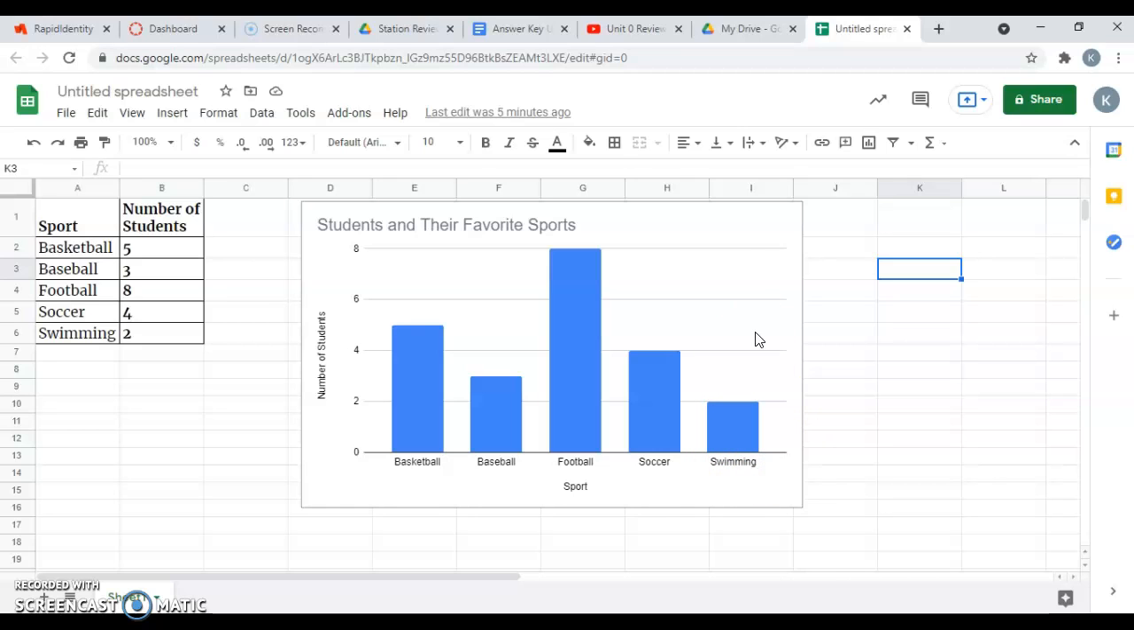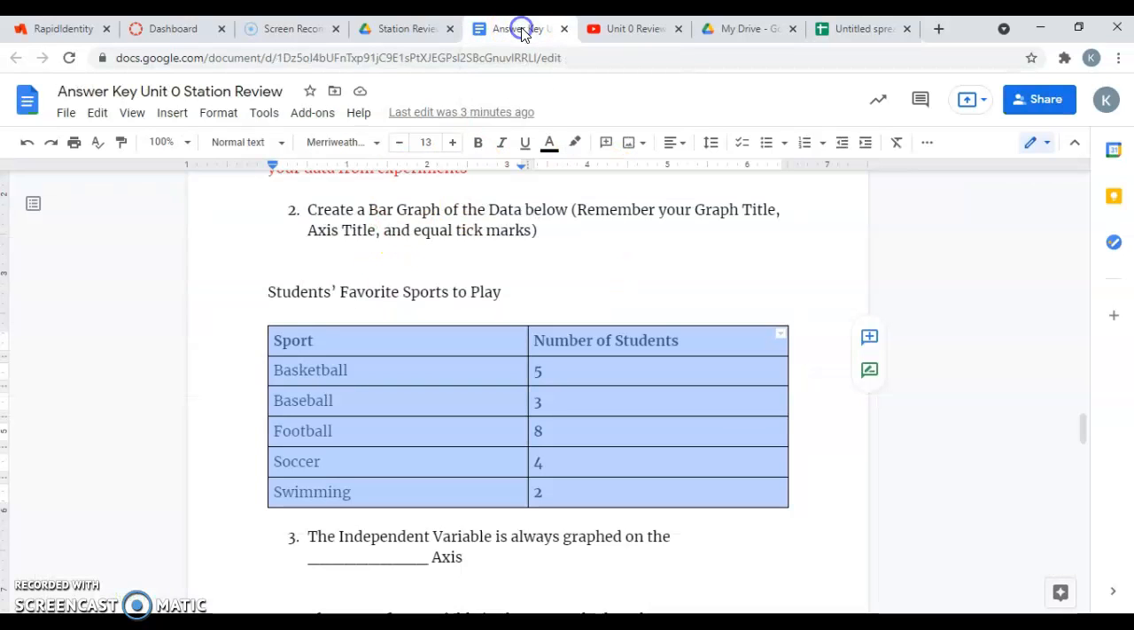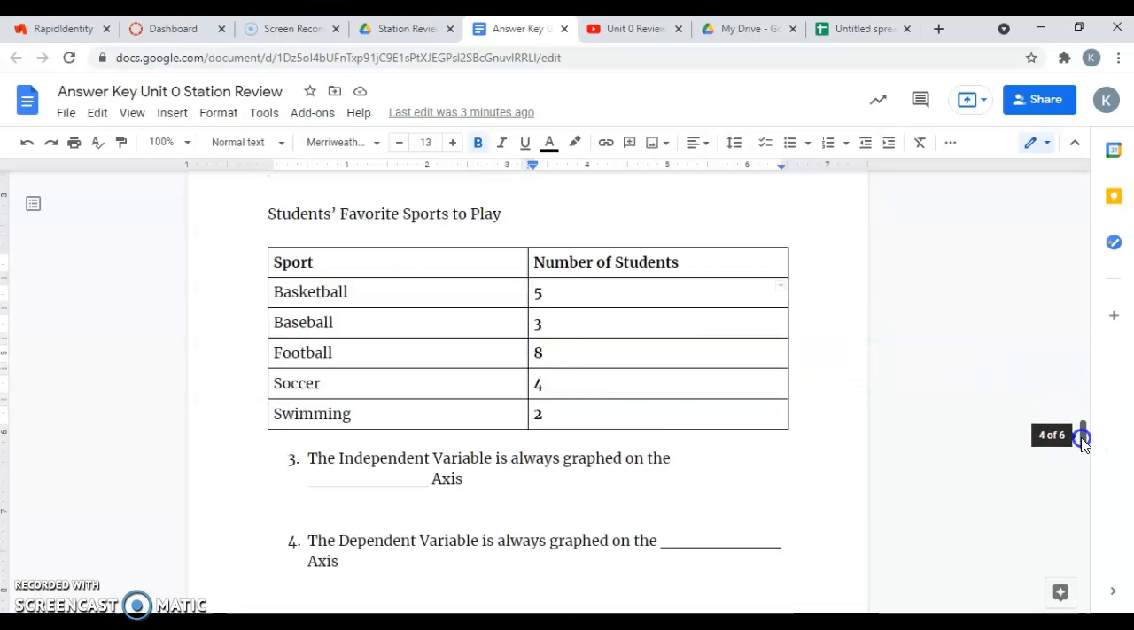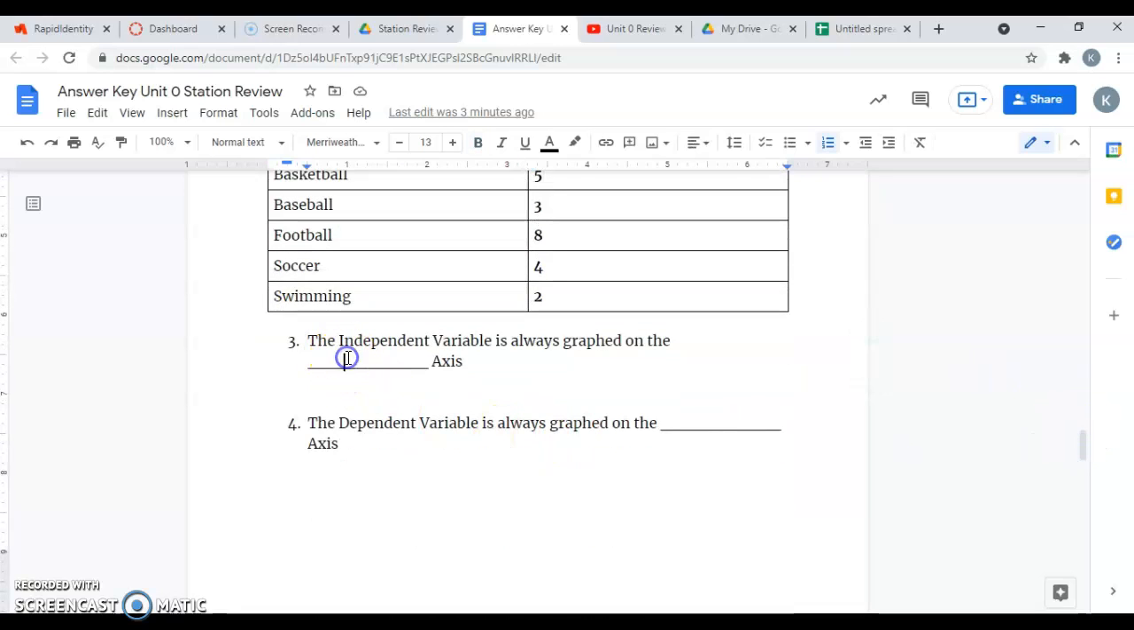So for a bar chart, you won't have to make one on your test because your test will be electronic, but you do need to be able to read them, okay? I think some of us struggled with making our bar charts when we were doing them, but just make sure at the very least you can read them, okay? So that is the bar chart for station 4, okay? And remember, the independent variable is always graphed on the x-axis, so the bottom. So in this case, our independent variable was our type of sport, and then the dependent variable is always graphed on the y, okay?